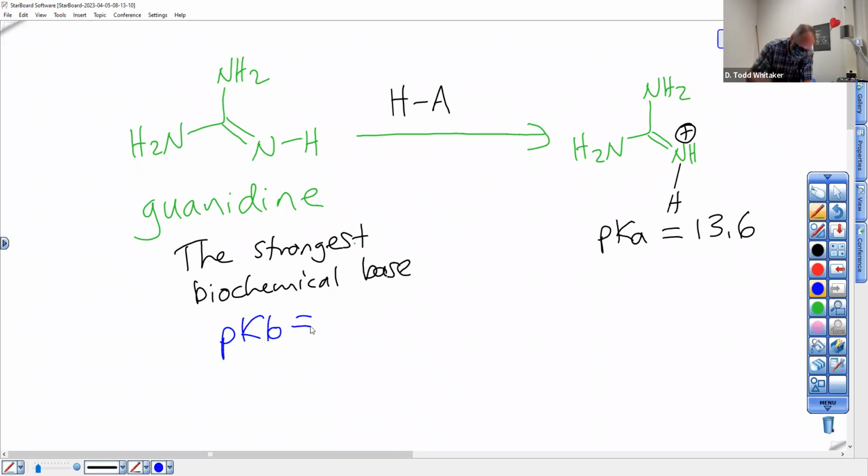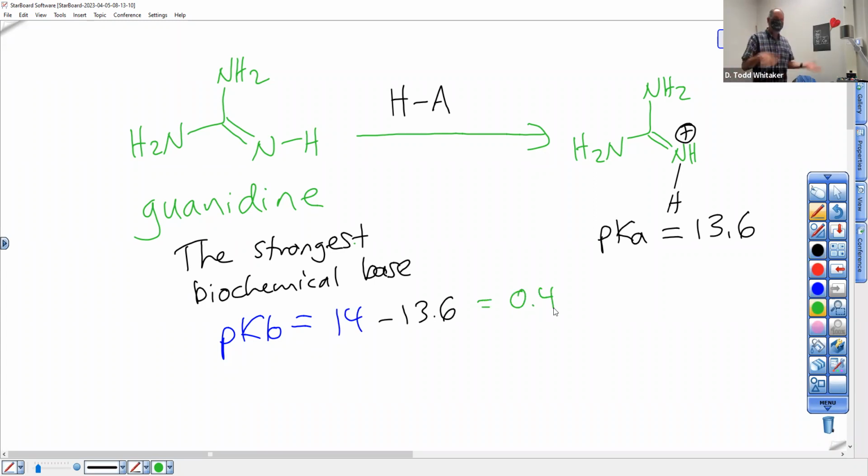pKb equals, yeah, 14 minus 13.6, 0.4. My goodness, that's close to 0, right? I mean, anything near 0 is pretty darn strong. Below 0 is a strong base.